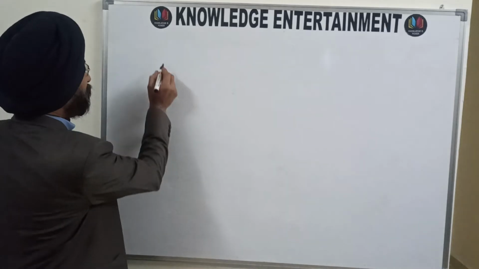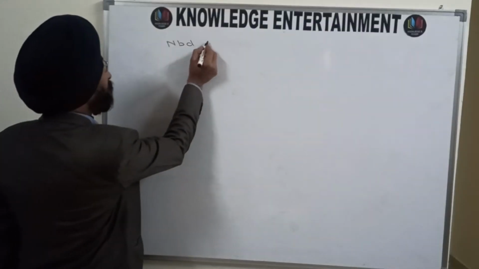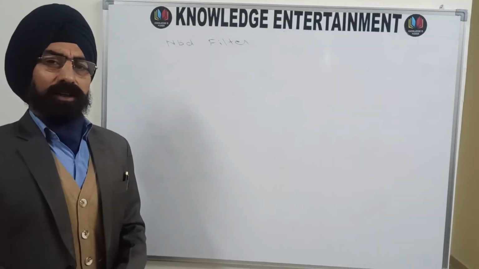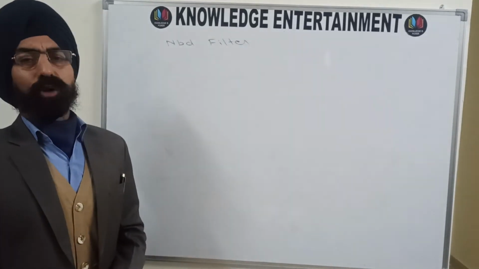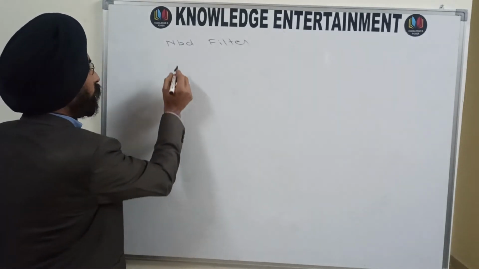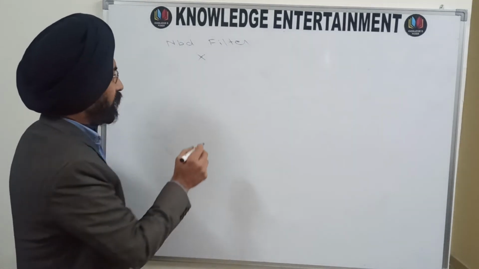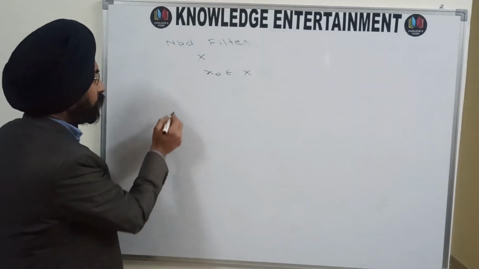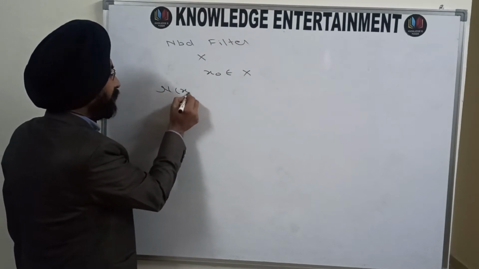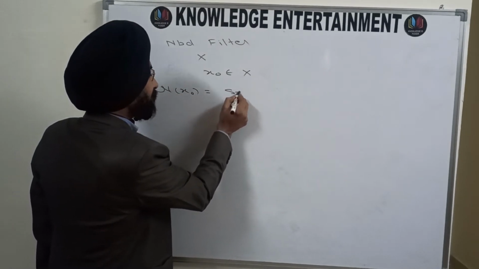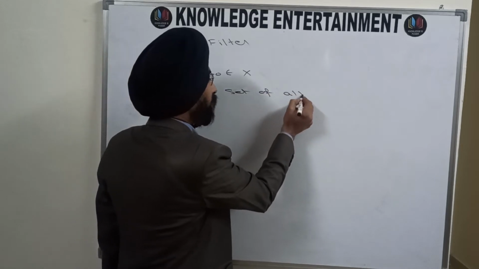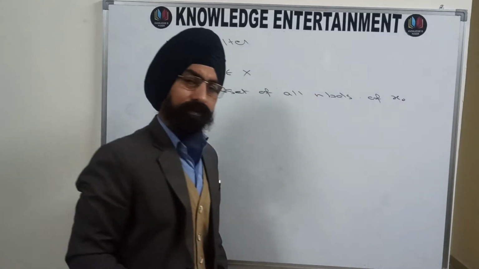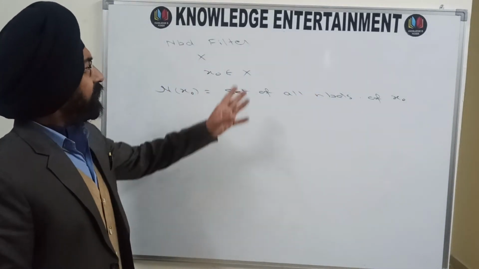And then there is the neighborhood filter. Neighborhood filter is very much like the neighborhood topology. What you have to do: X is a set given, you take any element x0 belonging to X, and then N(x0) means the set of all neighborhoods of x0. Then this is also a filter known as the neighborhood filter.